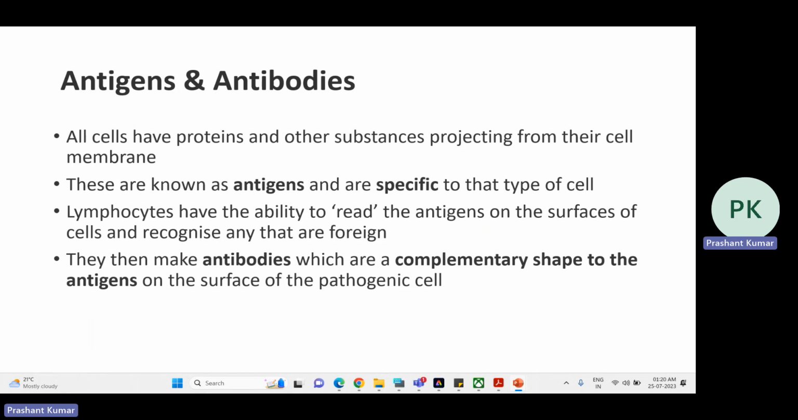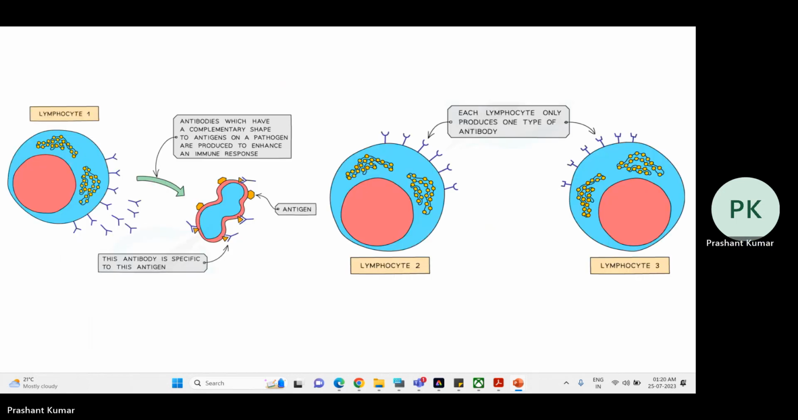Meaning every cell has a unique surface marker, and that surface marker acts as an antigen. So a lymphocyte has the ability to read these surface markers, that means antigens, on the cell surface and recognize them as foreign. So your lymphocytes know your body cells' antigens, I mean surface markers, so they are not going to treat them as antigens, right? But when some other foreign cells come inside your body, they trigger lymphocytes, which make antibodies with a complementary shape so that they can destroy the pathogen. So like this.